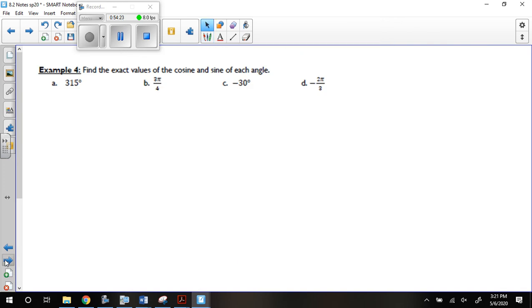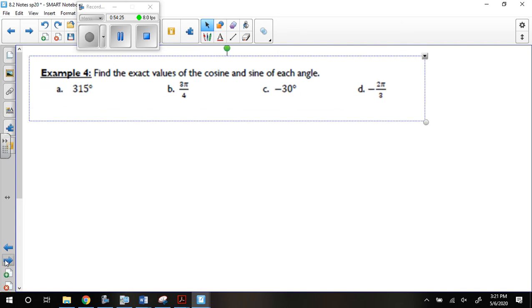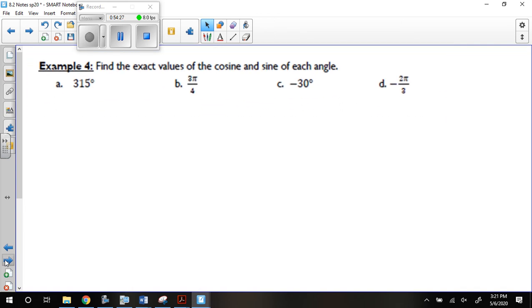Okay, this says find the exact values of cosine and sine for each angle. What you need to know is that cosine is your x value in the ordered pair, and sine is your y value in the ordered pair.